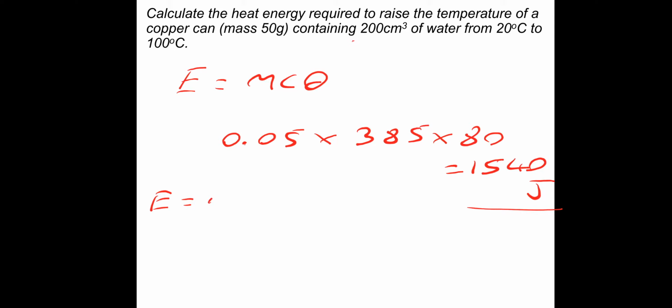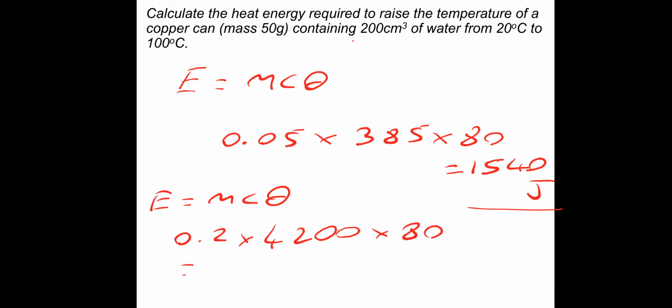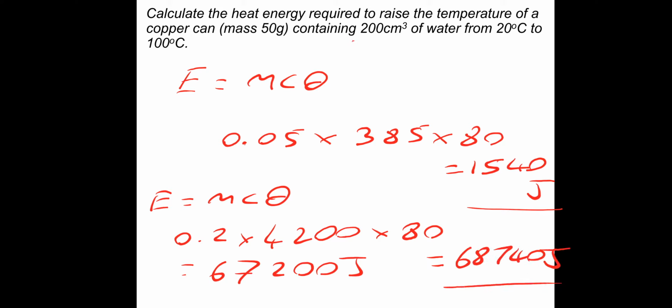Then let's do the same for the water. So the mass is 0.2 kilos, 200 centimeter cubed, 200 millilitres, 0.2 kilograms, multiplied by specific heat capacity 4,200, multiplied by 80 for the change in temperature, gives an energy of 67,200 joules. And then we simply add these together to give us 68,740 joules of energy. Okay, let's move on.